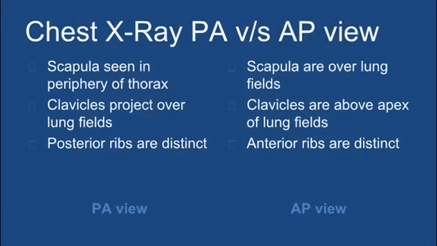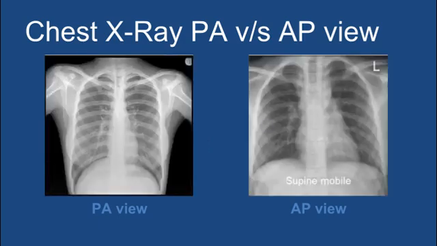Scapula seen in periphery of thorax in PA view while scapula is over the lung fields in AP view. Clavicles project over lung fields in the PA view whereas clavicles are above the apex of lungs in AP view. In PA view, posterior ribs are distinct while anterior ribs are prominent in the AP view. These images clearly show the differences as enumerated in the previous slide.